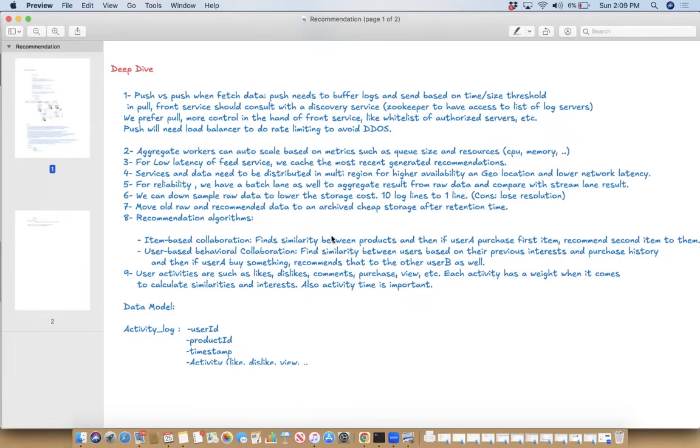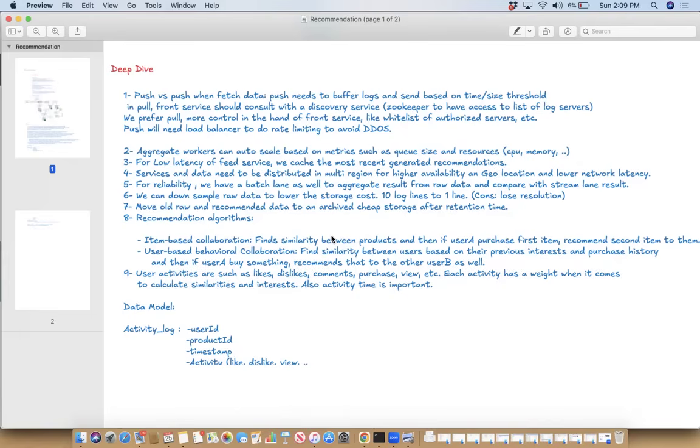For reliability, we have a batch lane as well, to aggregate results from raw data and compare with the stream lane result. We can downsample raw data to lower the storage cost. This is for cost. It's always good to talk about cost, security.